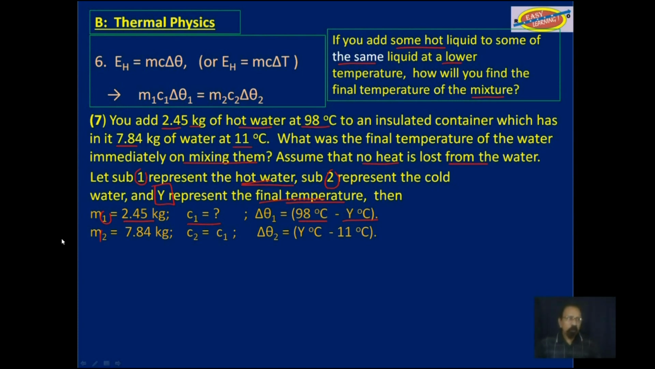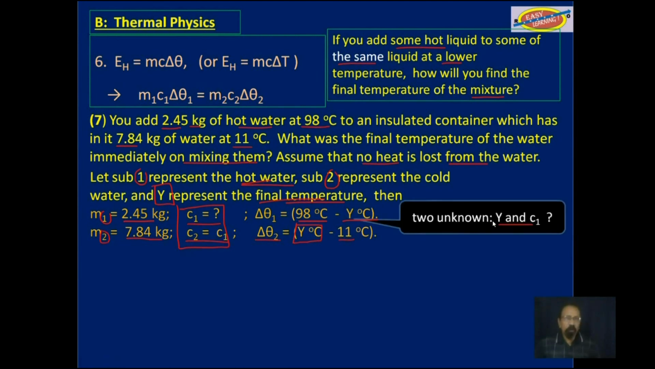For the cold water, the mass is 7.84 kilograms. We don't know the specific heat capacity either, but since it is water, those two are the same. We also know that the water was 11 degrees Celsius to begin with, and once you put the hot water in it, it heated up to y degrees Celsius. So the change in temperature is y minus 11. We will work with those values.